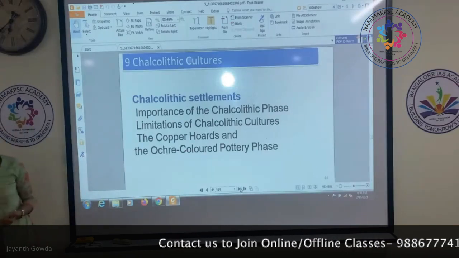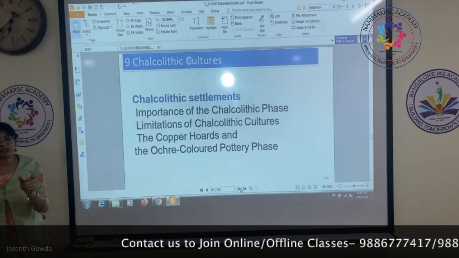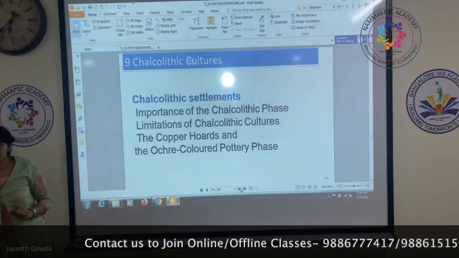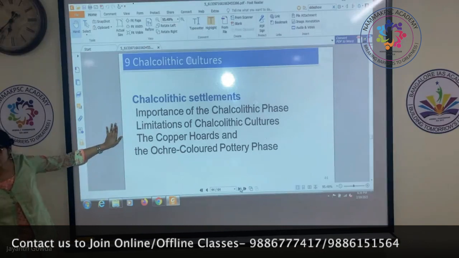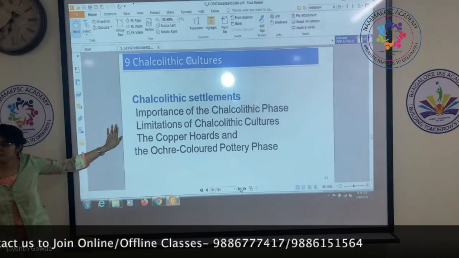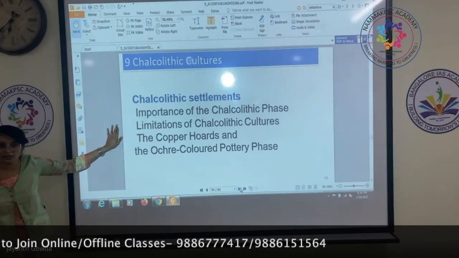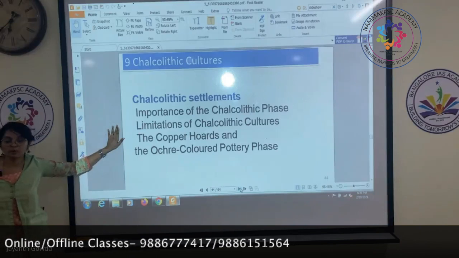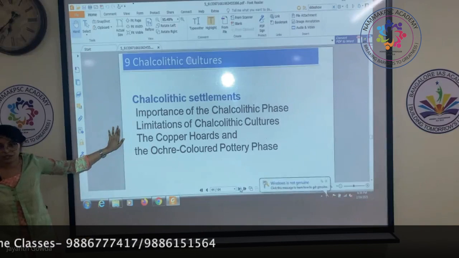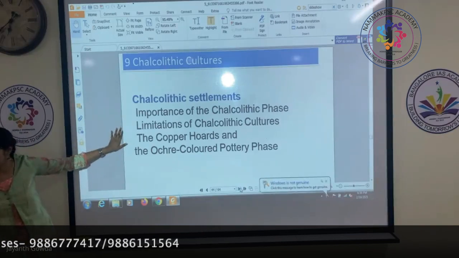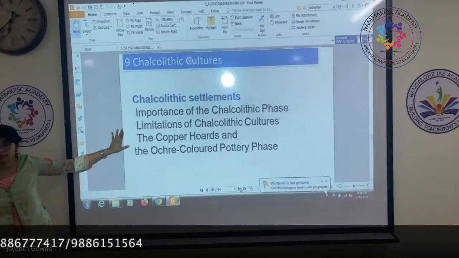So which were these settlements? We'll study them by the place associated with them. For example, Jorwe is a place in Maharashtra, hence Jorwe culture. Malwa is a place in Madhya Pradesh, hence Malwa culture. Depending upon the place it is associated with, we give a name to the culture of Chalcolithic. There are multiple such places.